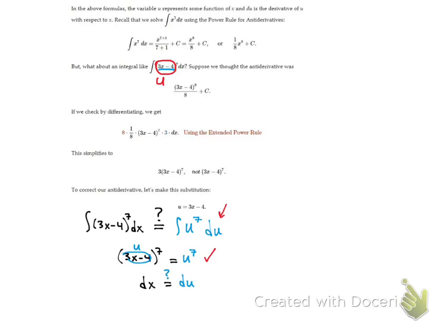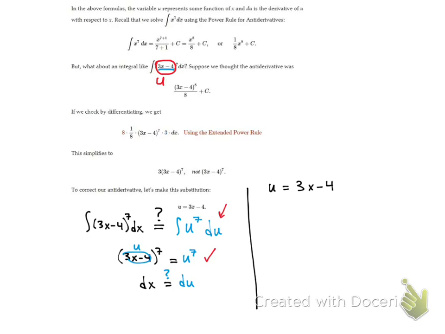So we need to examine those and figure out whether those two things are equal or if we need to make some kind of additional substitution to account for the differences in their values. So we need to figure out what du equals, or really what dx equals, because we want to replace dx with something that has du in it. So the way we do that is we take this equation, u equals 3x minus 4.